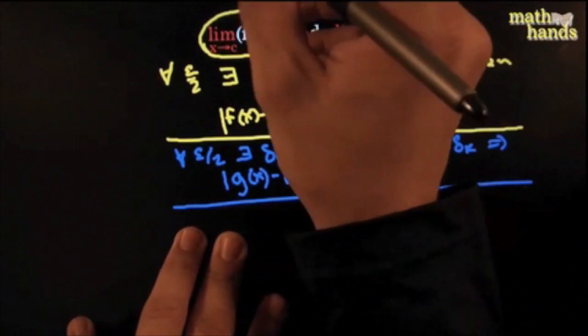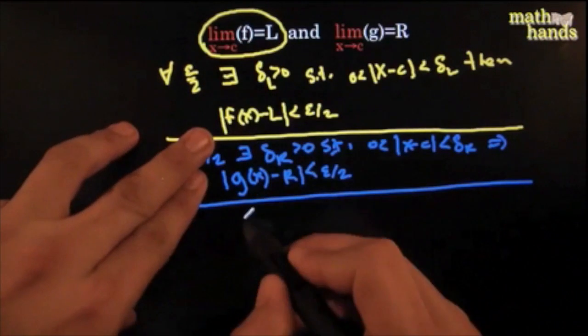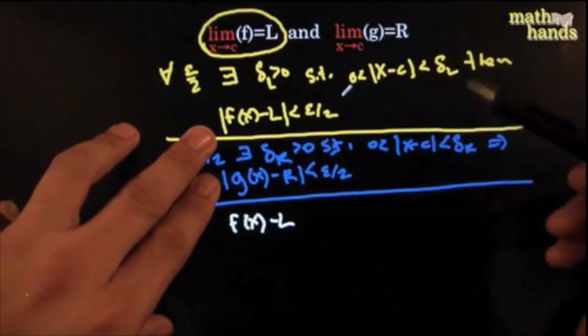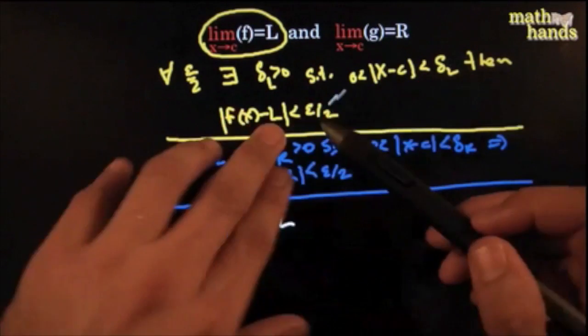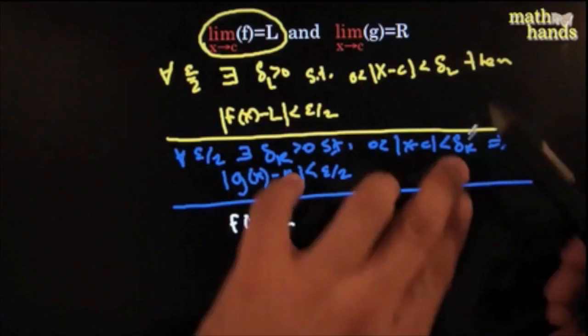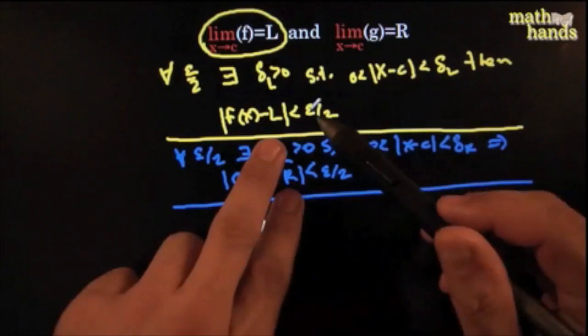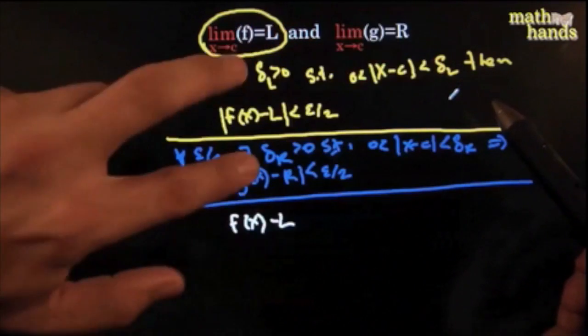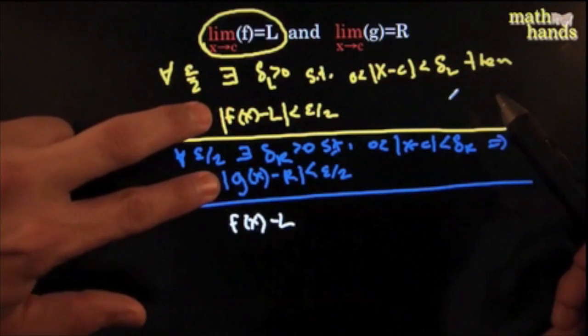This is fun, huh? So then I have, look what I have here: f of x minus L. So then I choose the smaller of the two. If I'm close to delta 1, this is true. If I'm delta L close to c, this is true. If I'm delta R close to c, this is true. So I choose the smaller of the two so that both of these conditions are met.